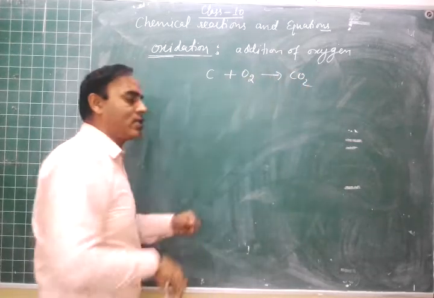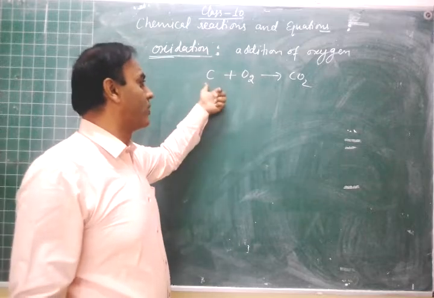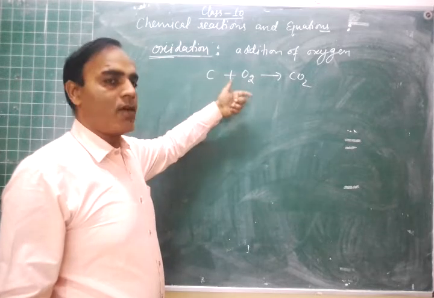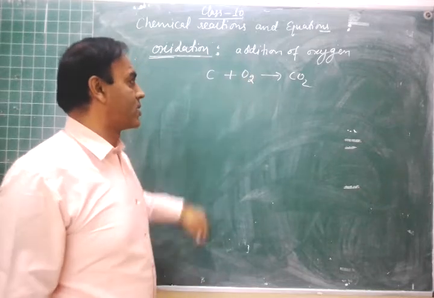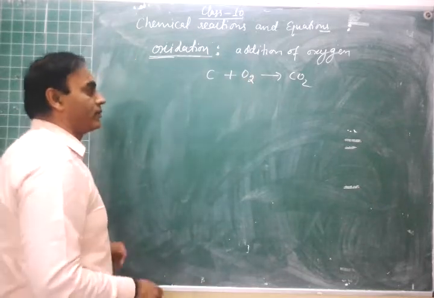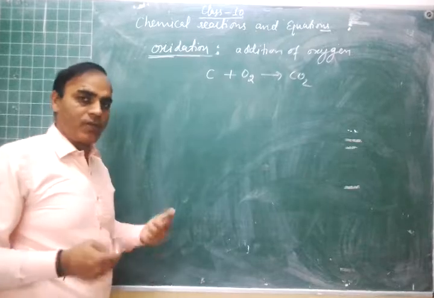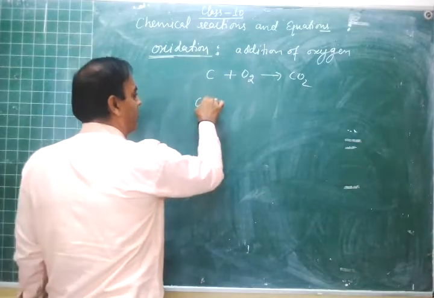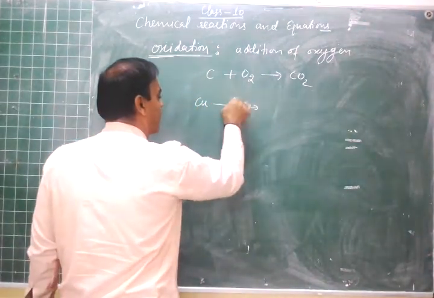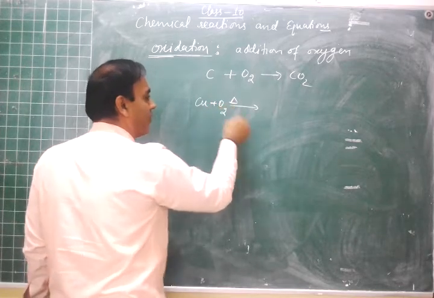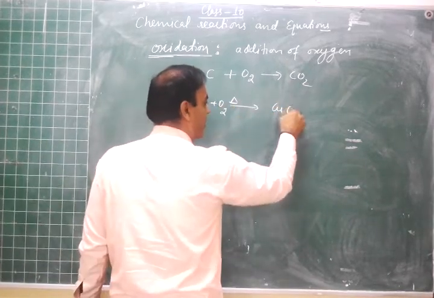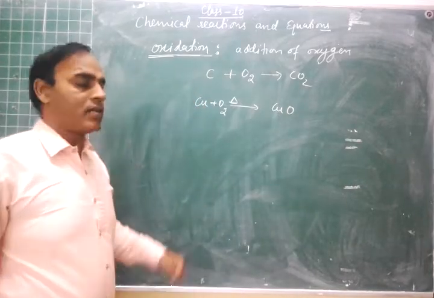So here is addition of oxygen to carbon. So there is oxidation of carbon. So this is the oxidation process, right? Now, if we heat copper in the presence of oxygen, right? That forms copper oxide, right?